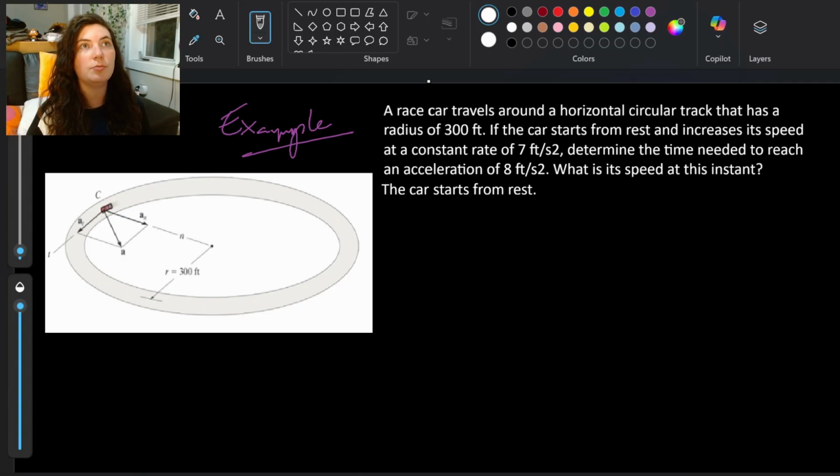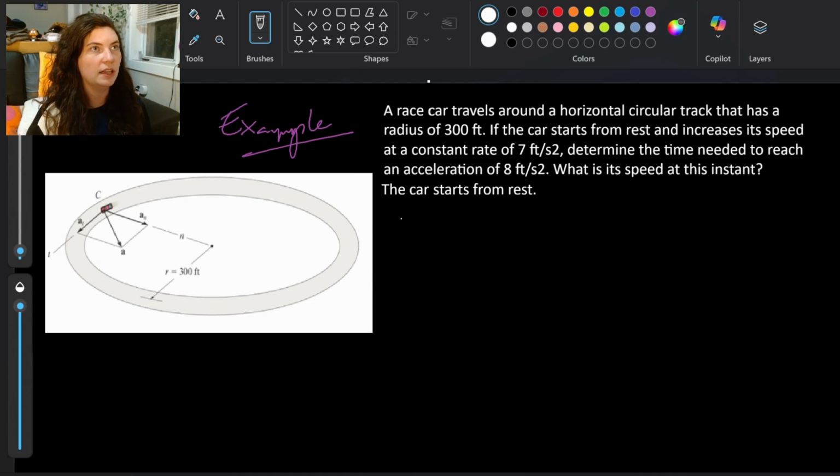So if the car starts from rest and increases its speed at a constant rate of 7 feet per second squared, determine the time needed to reach an acceleration of 8 feet per second squared. What is the speed at this instant? The car is going to start from rest. All right, so again, a whole lot of words that we're going to have to determine what's important in here, what can we pick out, what do these words actually mean?